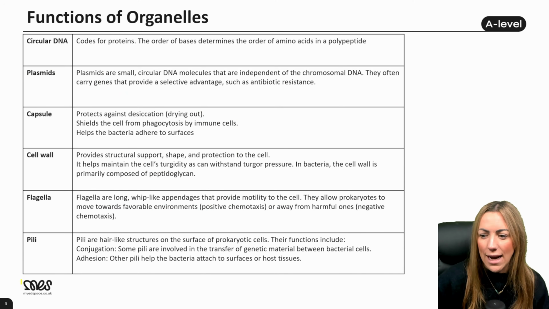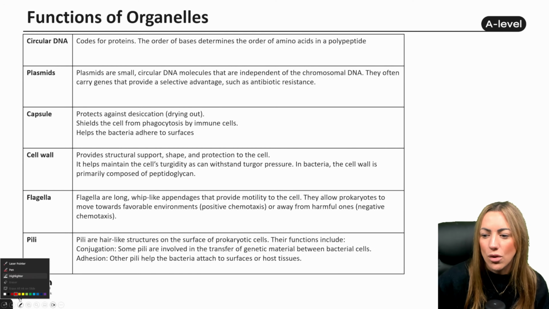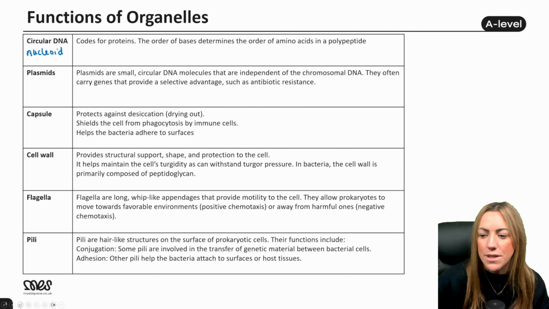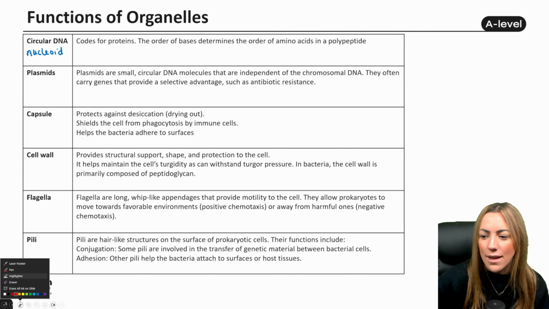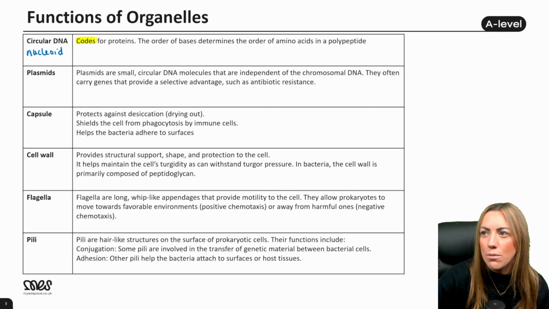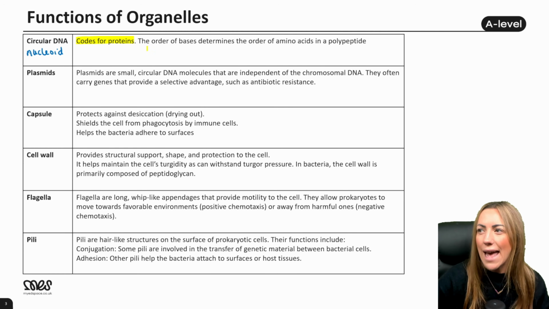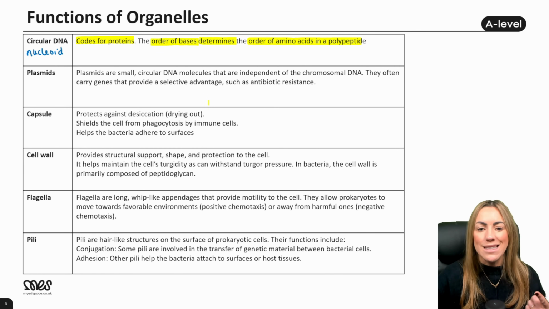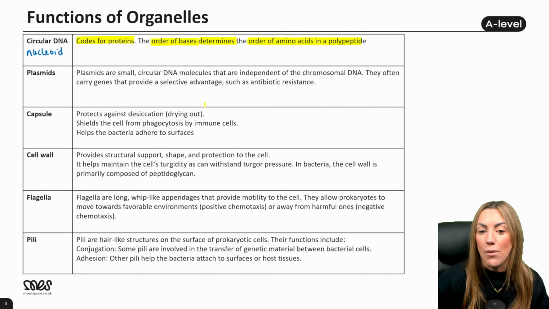Let's go through now and think about the kind of structure and function. So starting with the circular DNA, or as we said before, we can call it the nucleoid. It codes for proteins. That's a really simple way to say it. But I think at A level, we should be able to say the order of bases determines the order of amino acids in a polypeptide. Remember, 3 bases code for 1 amino acid, and the sequence that the bases are in will determine the sequence of the amino acids in the polypeptide, which makes the protein.